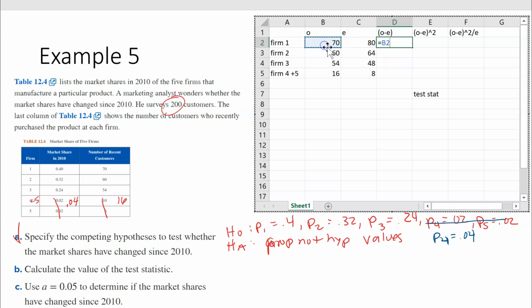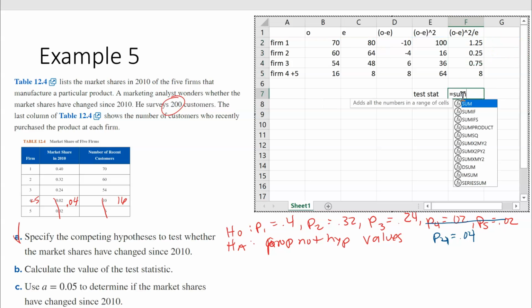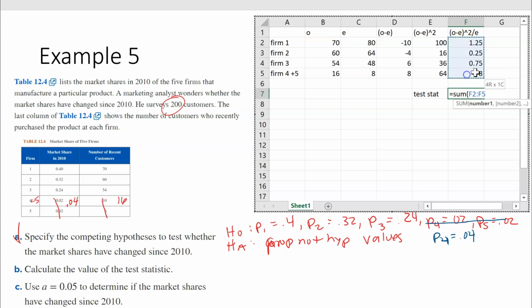So this is going to be the observed minus the expected. Drag it down. This is going to be this value squared. Drag it down. And then this is going to be this value divided by this. Drag it down. And so here, this is the sum of this column. And so our chi-squared test statistic is equal to 10.25.